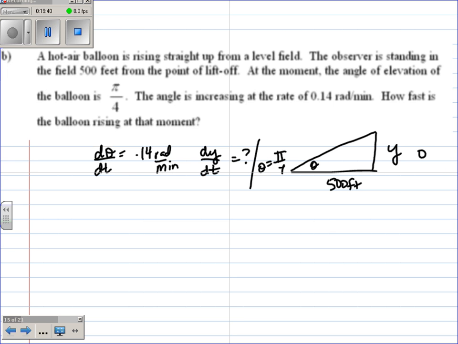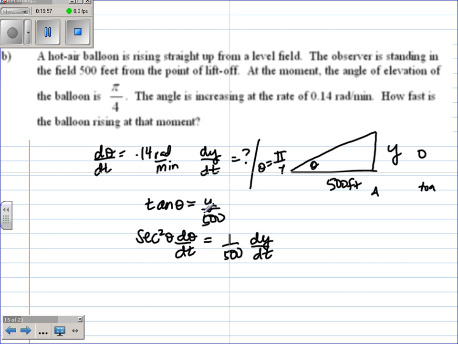We have opposite and we have adjacent, so that's TOA. Tangent of theta equals y/500. The derivative would be secant squared theta d theta dt equals 1/500 dy dt, because this is the same thing as 1/500 y. You take the derivative. So now we need to plug in things we know.